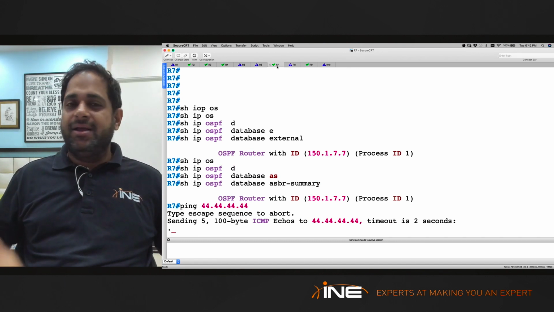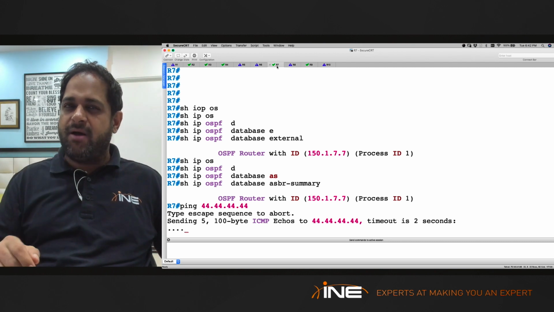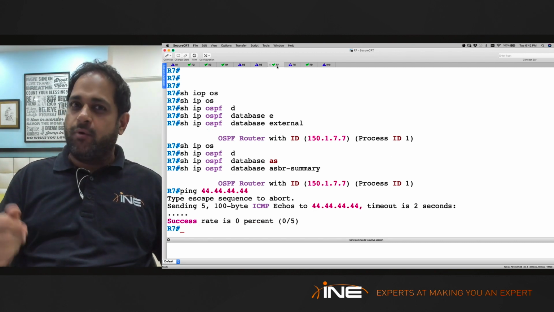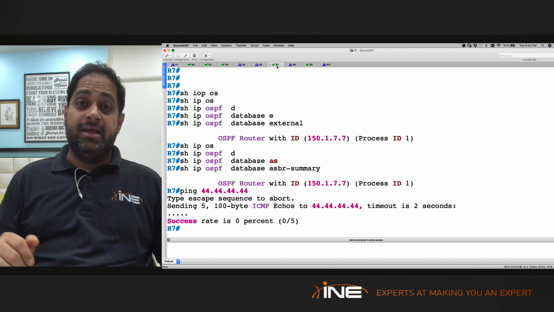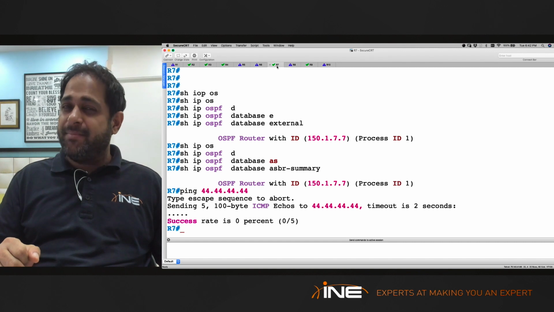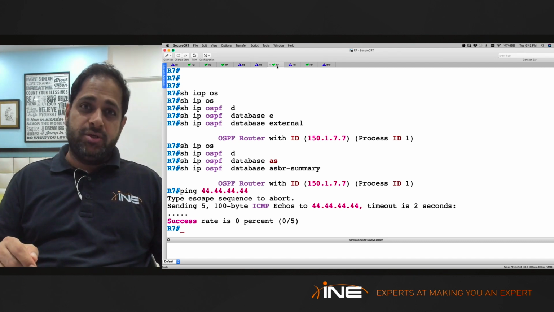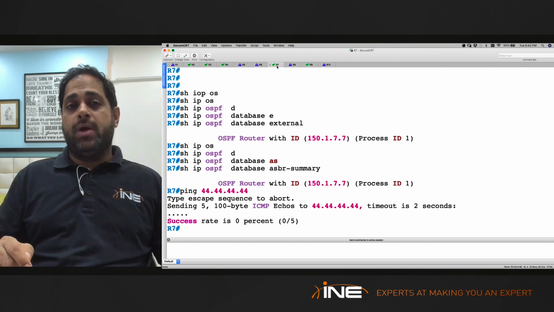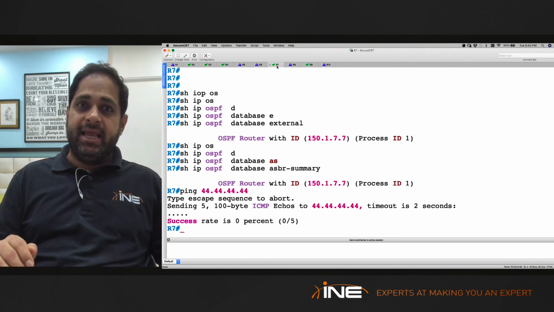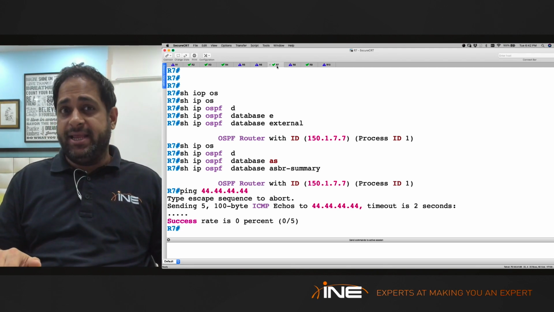Why is that? If you remember, I told you that not so stubby is a bit different from stubby. It still blocks 5 and 4, but it does not generate a default route automatically. You have to give one command. I had told you that we had to give the command area 2 NSSA default-information originate. I have to tell the ABR to generate a default route towards the NSSA area. Only then can they reach the external network, which is outside the NSSA.